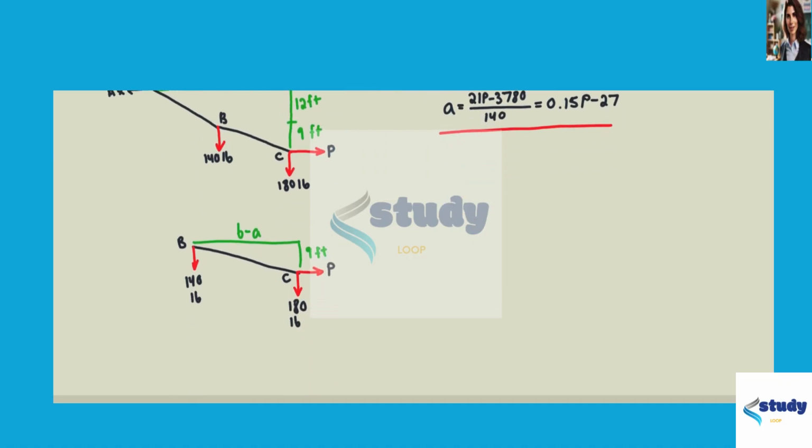Next, we're going to draw a free body diagram of just B and C. We're going to do the sum of moments around B and set that equal to 0. So we're going to do P times 9, because there are 9 feet in the vertical direction between B and C, minus 180, the weight at C, times b minus a, because that is the horizontal distance between B and C. We're going to simplify. So 9P equals 180 times, and 21 subs in for b minus a.